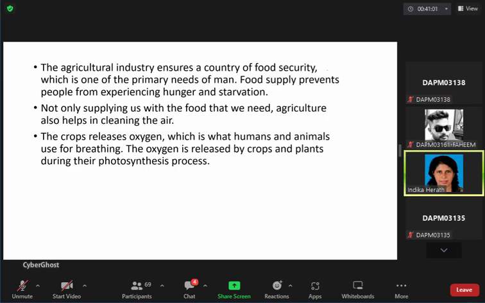So in most parts of the world, we will see that countries are promoting agriculture because they need to safeguard their food production, right? Agriculture not only supplies the food that we need, it also helps in cleaning air, because unlike other industrial systems, agriculture helps to clean air.